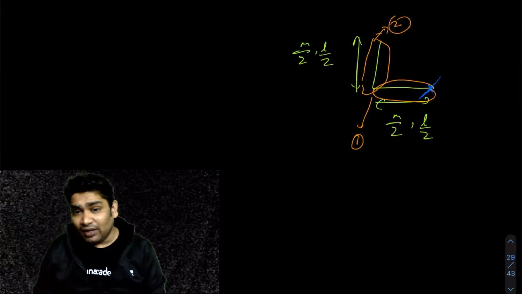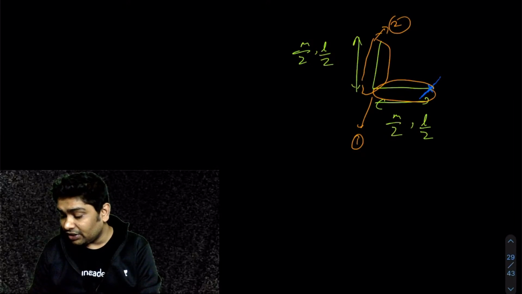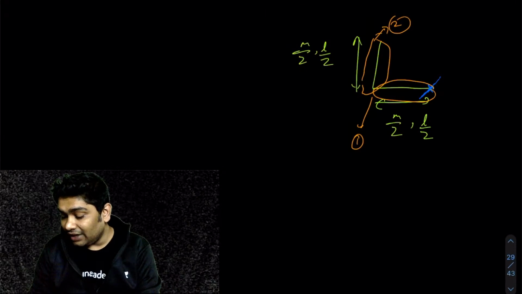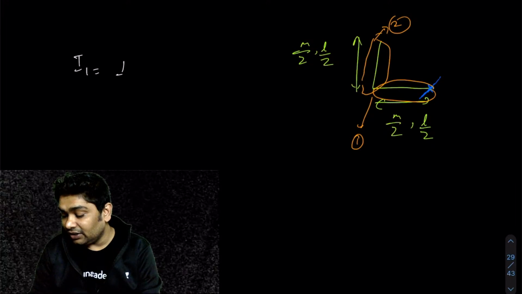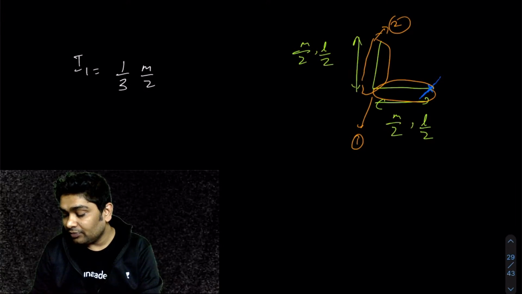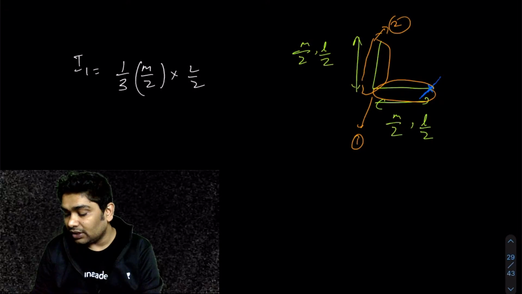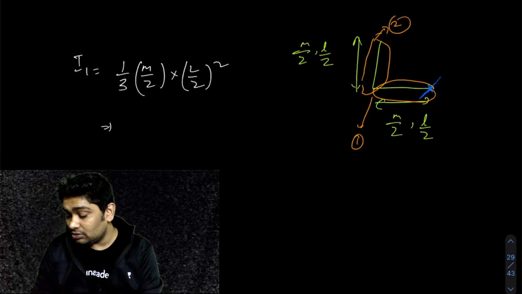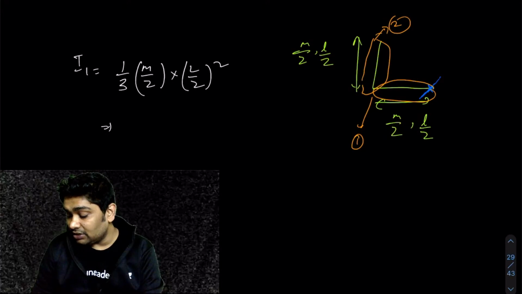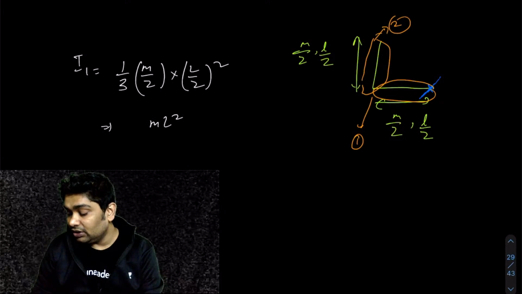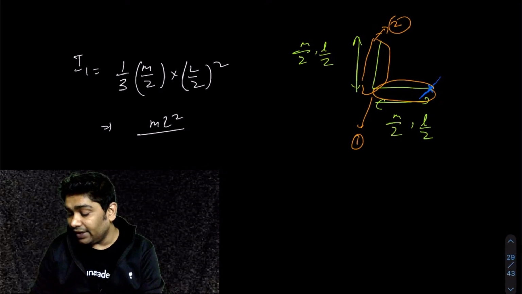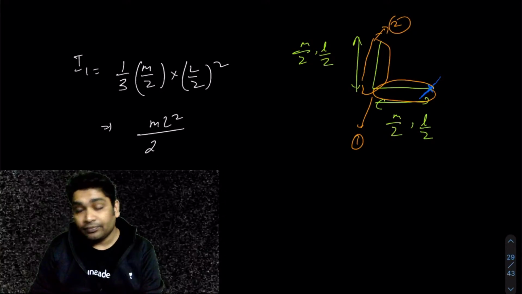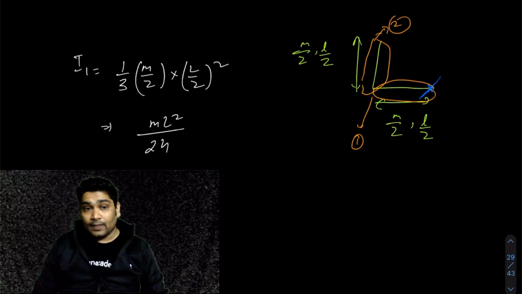So for part number 1, I already know the moment of inertia. So I1 would be equal to 1/3 into m/2 into (L/2) whole square, correct? So that is mL square over 4 into 2 is 8, 8 into 3 is 24. So that is I1, correct?